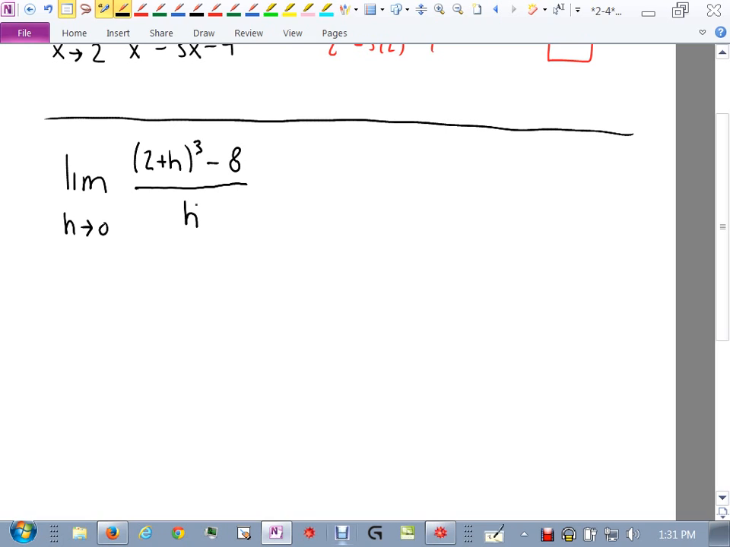First step is direct substitution, right? If we plug in 0 for h, I'm going to get 2 plus 0 cubed minus 8 over 0. So 2 plus 0 on top is 2, cubed is 8. 8 minus 8 is 0. So I get 0 over 0. And this is a bad thing.